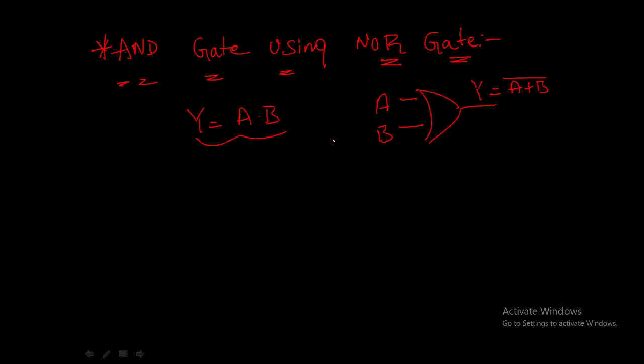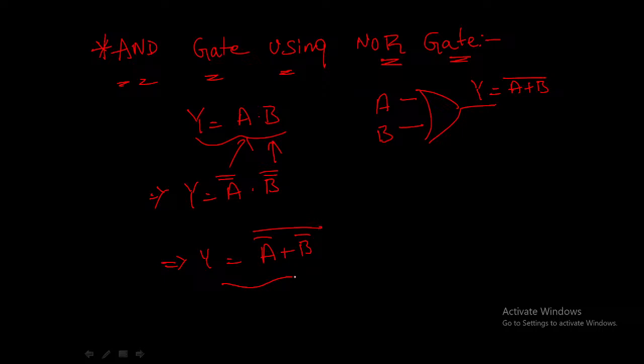We will apply the double complement on both the terms, that is y is equal to a double bar dot b double bar, that is a double bar is equal to a and b double bar is also equal to b. Now according to De Morgan's law, a bar dot b bar will be equal to a plus b the whole bar, so y will be equal to a bar plus b bar the whole bar. So we have got this equation, a bar plus b bar the whole bar.